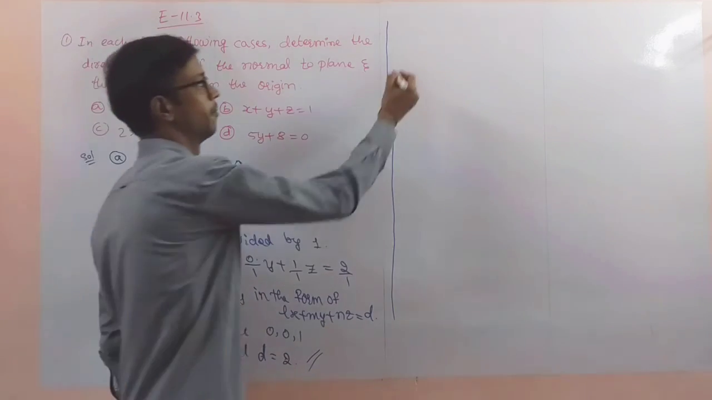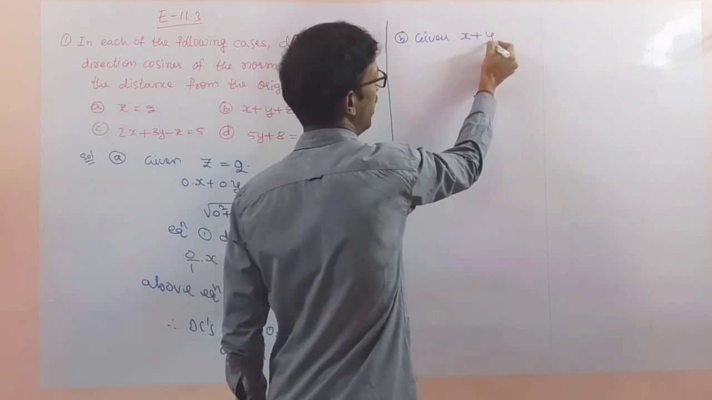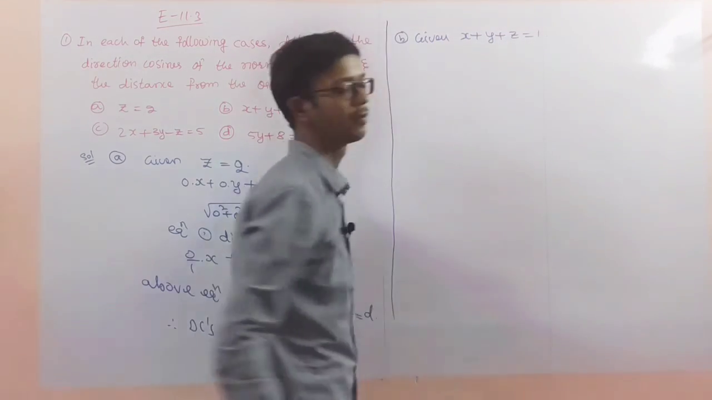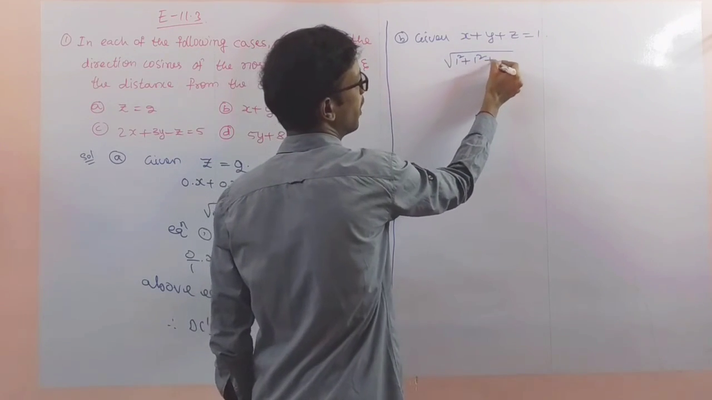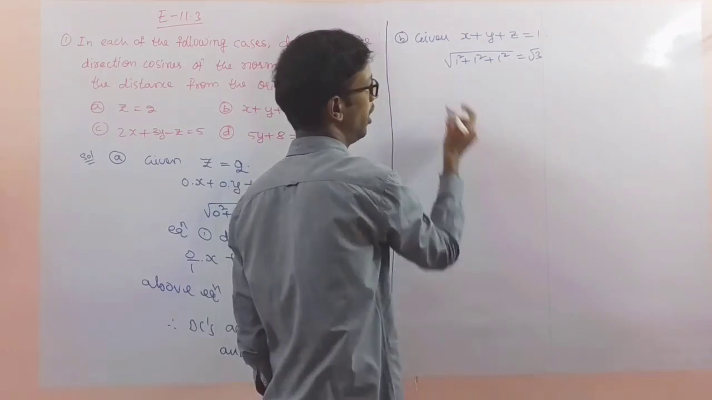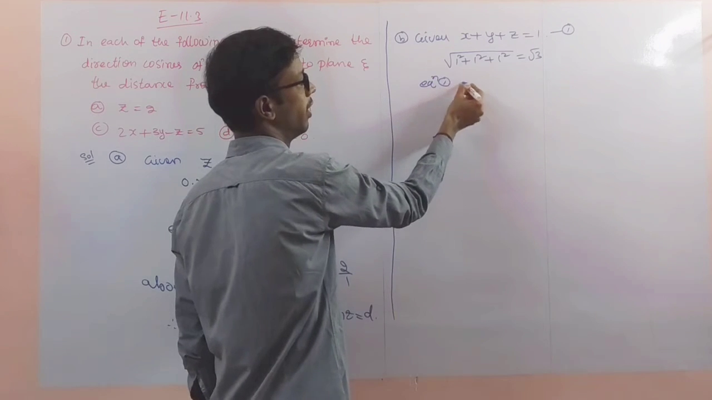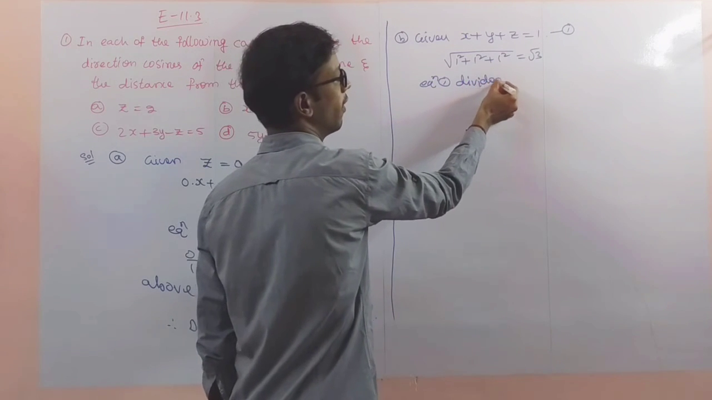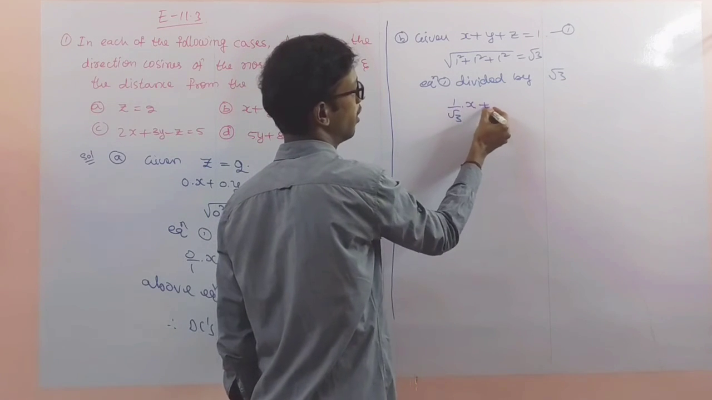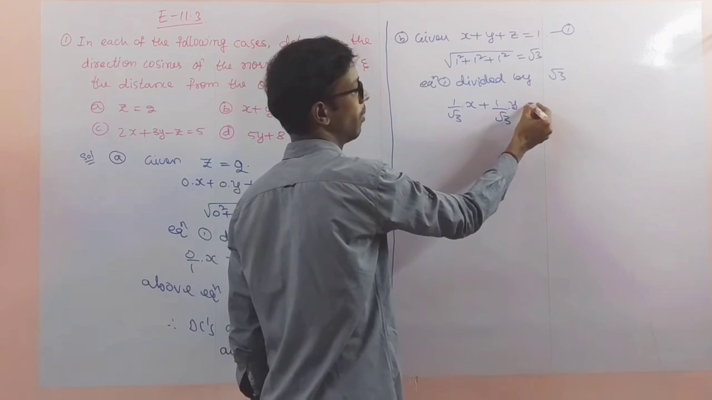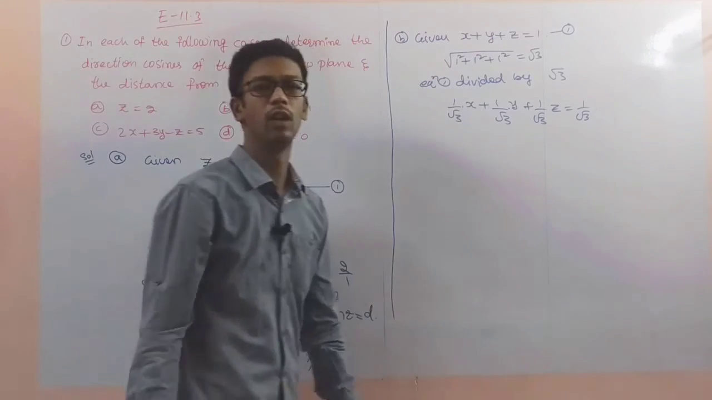Problem number B here. First of all, the given equation is x plus y plus z equal to 1. Now, the square root of the sum of coefficient squares, 1 square plus 1 square plus 1 square, is root 3. Take the equation as 1 and divide equation 1 by root 3: 1 by root 3 into x plus 1 by root 3 into y plus 1 by root 3 into z equal to 1 by root 3.